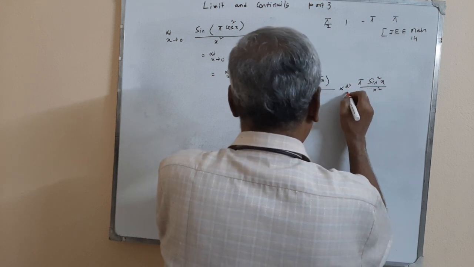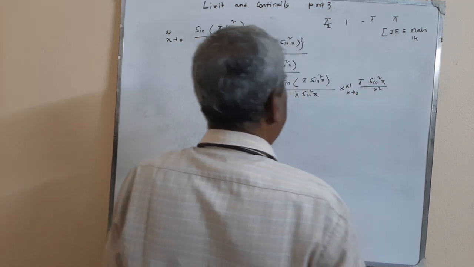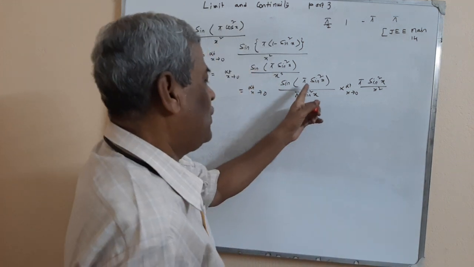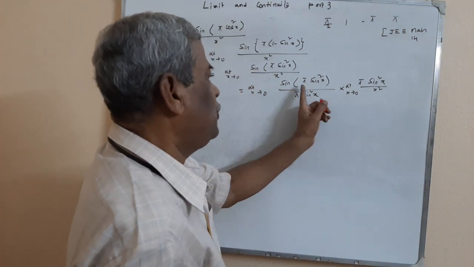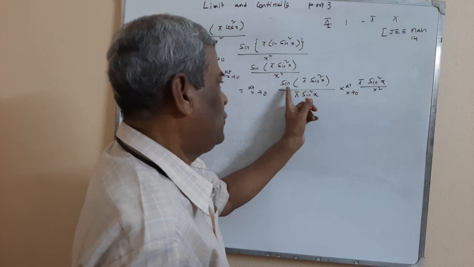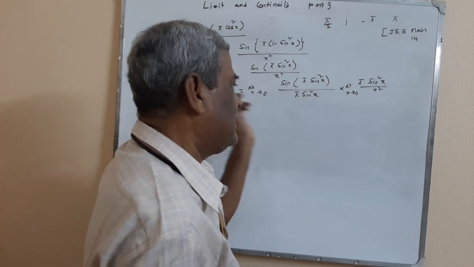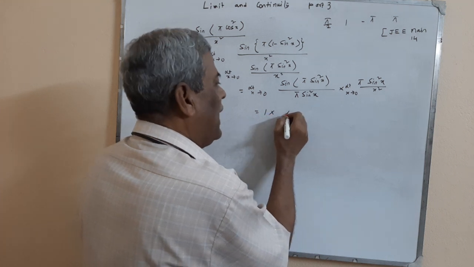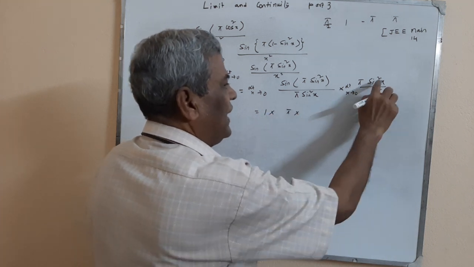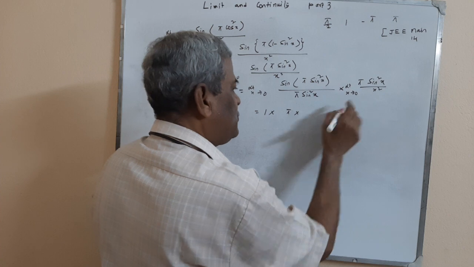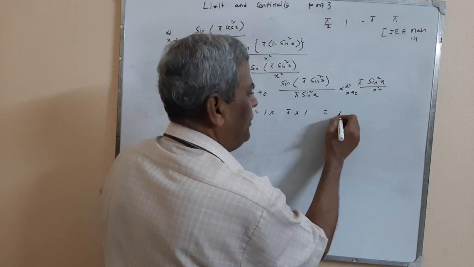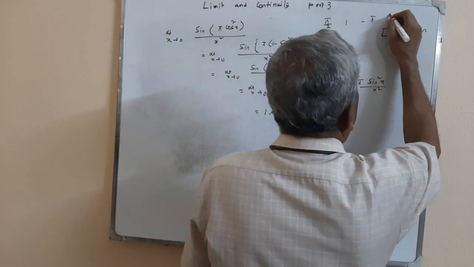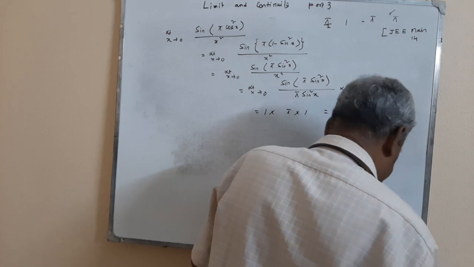Here also limit x tends to 0. Now considering this limit, x tends to 0 means this tends to 0. So sine of this by that, it is 1, into pi into (sine x by x) whole square, x tends to 0, 1. So that pi is the answer. So this is the answer.